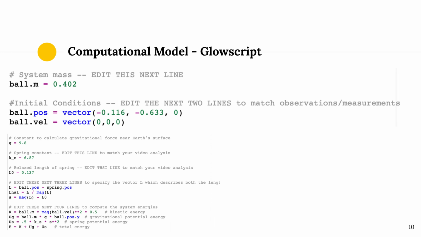And this is the code to calculate the change in energy of the object. I set the initial mass, position, initial velocity, spring constant, relaxed length of spring, initial kinetic energy, initial spring potential energy, and initial gravitational potential energy to the values I showed in the previous slide.